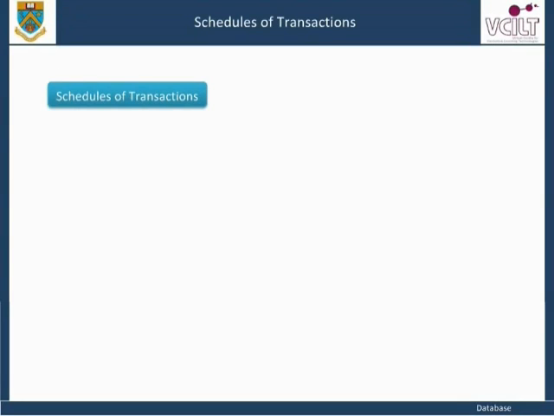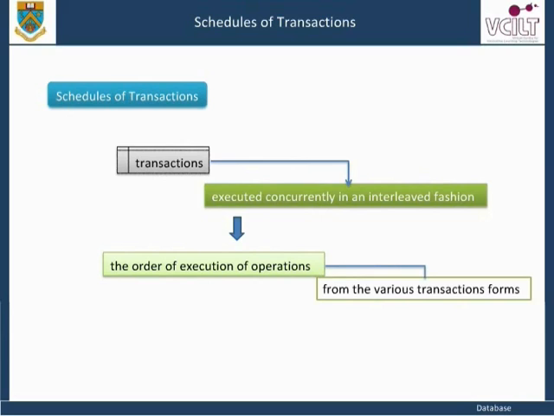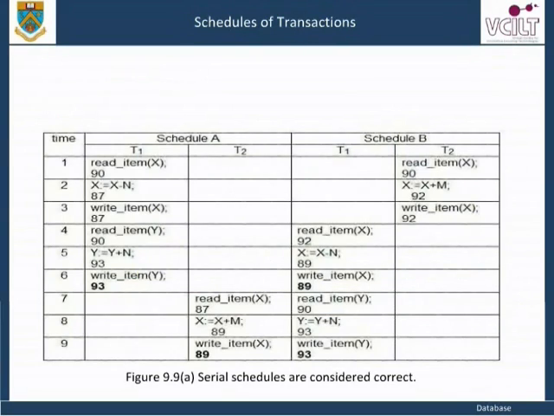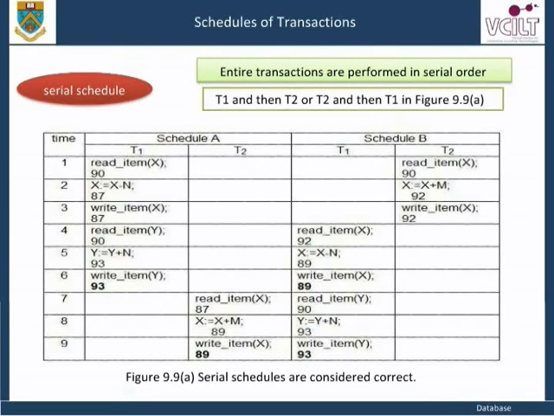Schedules of transactions. When transactions are executed concurrently in an interleaved fashion, the order of execution of operations from the various transactions forms what is known as a transaction schedule. In a serial schedule, entire transactions are performed in serial order: T1 and then T2, or T2 and then T1 in Figure 9.9a.